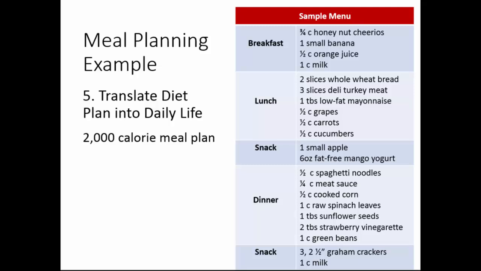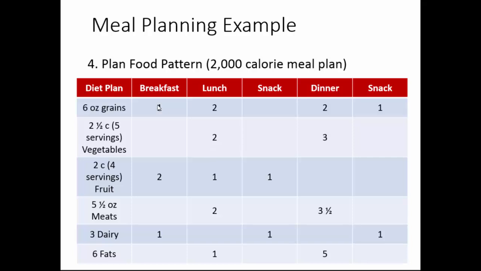If you go back and look at how we've put this in, there's your Cheerios, 1 serving of grain. Your fruit, we had 1 banana and half a cup of orange juice. Boom, there's your 2 fruits. And then here's your dairy for the milk. And you would do the same thing for every meal and even the snacks.